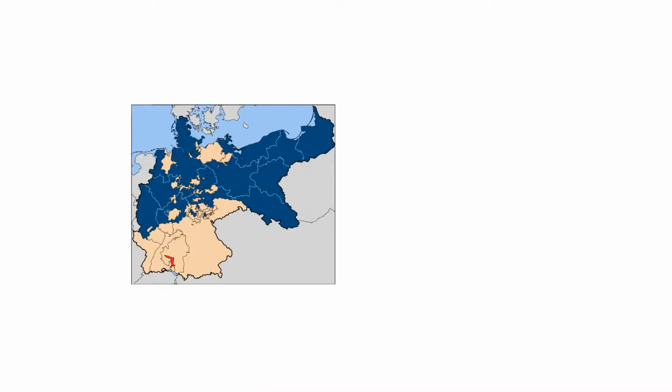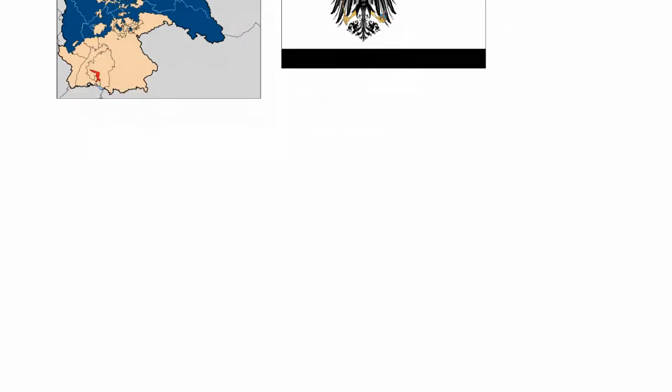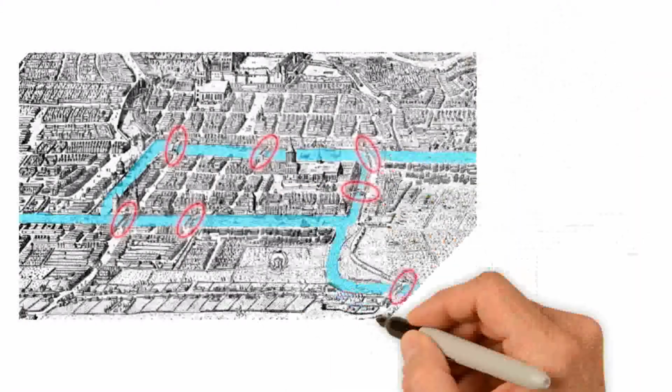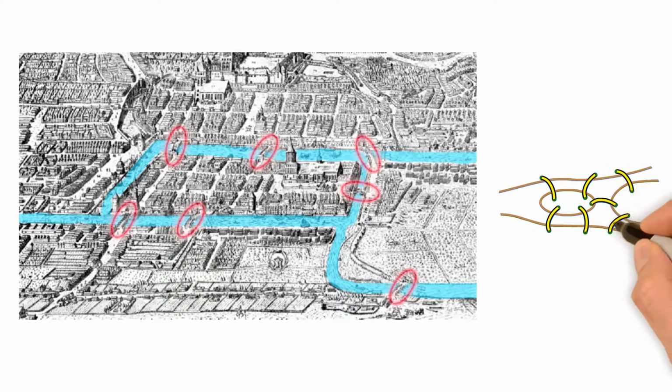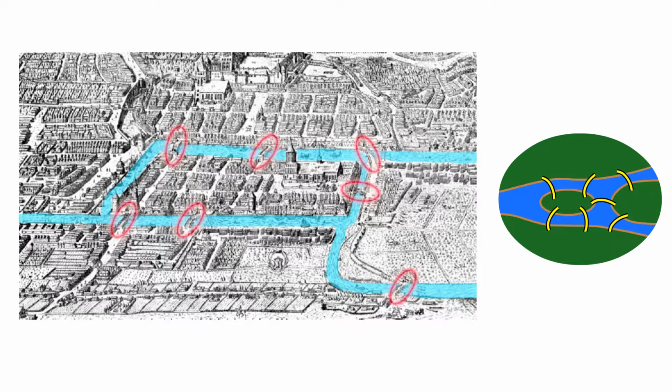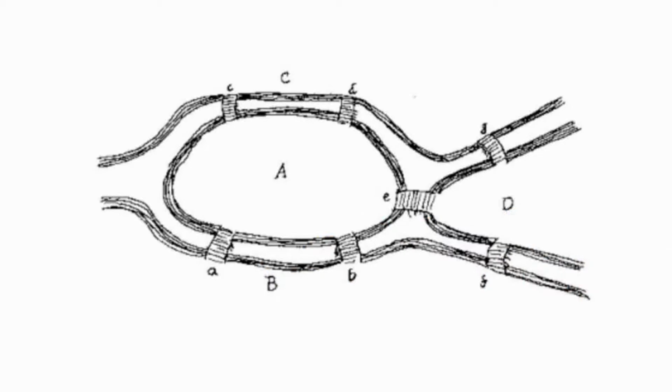In this video, we'll go back in time to the old kingdom of Prussia, to its capital, Königsberg, and to its famous 7 bridges, which changed the history of mathematics forever. There was a popular riddle back in the 18th century.